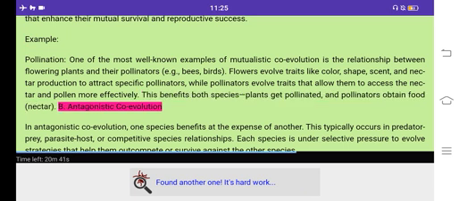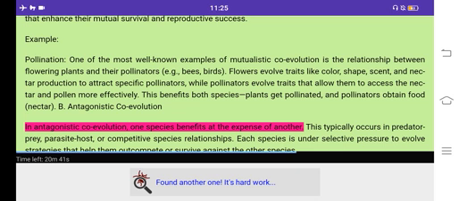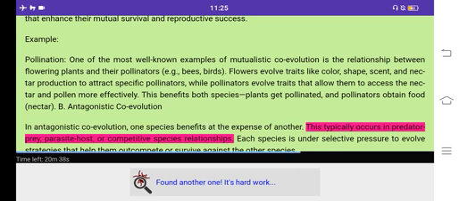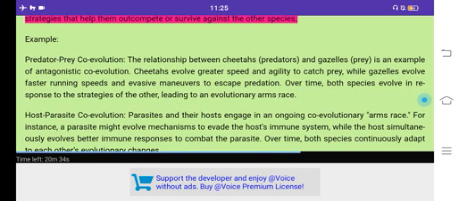B. Antagonistic coevolution. In antagonistic coevolution, one species benefits at the expense of another. This typically occurs in predator-prey, parasite-host, or competitive species relationships. Each species is under selective pressure to evolve strategies that help them outcompete or survive against the other species.